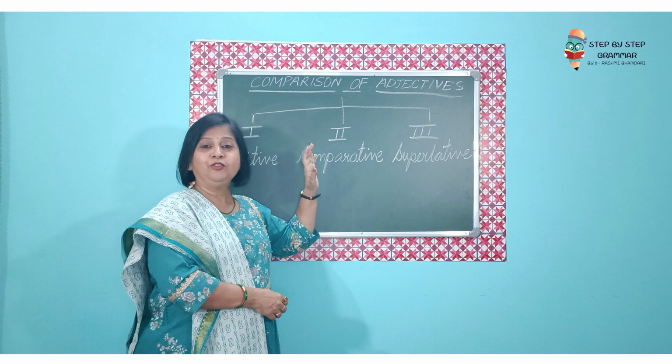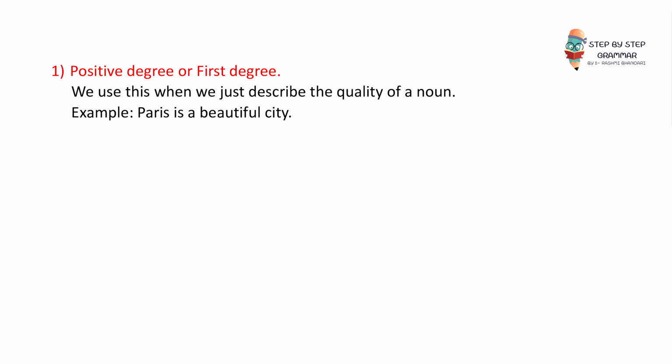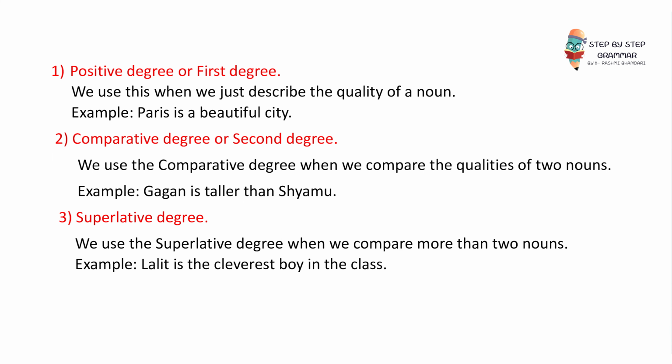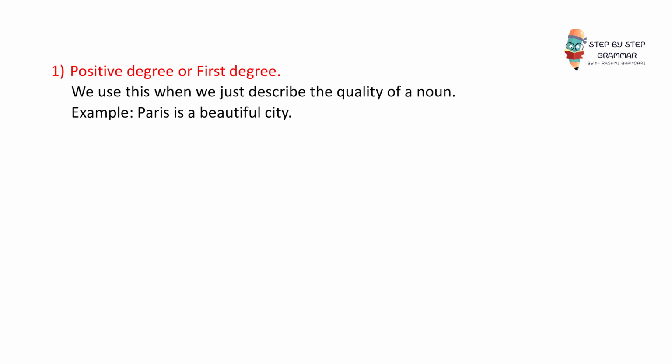Now, we refer to them as the first degree of comparison, that is called the positive degree. The second degree of comparison is called the comparative degree, and the third degree of comparison is called the superlative degree. Now we shall be looking into all these three degrees one by one. So let us begin with the first degree that we have, and that is the positive degree.